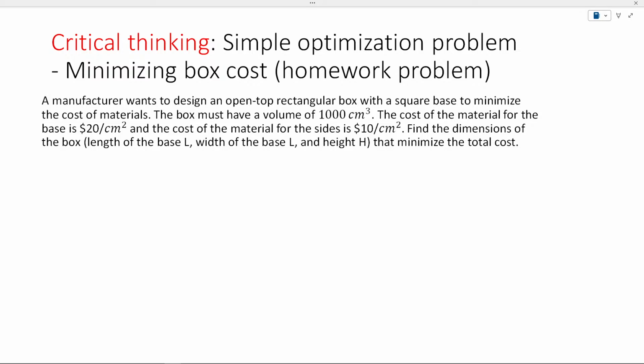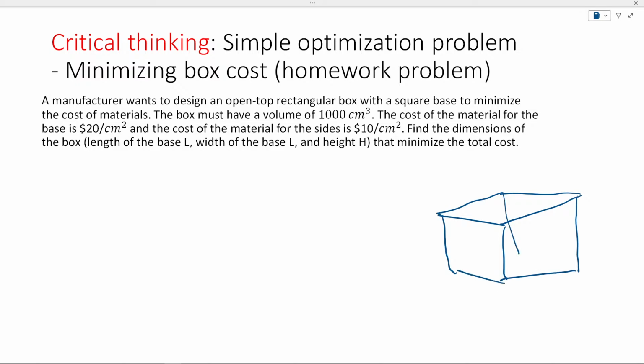So here, a manufacturer wants to design an open rectangular box with a square base to minimize cost of material. So, open rectangular box. Let's say I have a box here, and it's open from the top. Imagine this is a box, like a sadly looking box. The box must have a volume. So now the volume must be 1000 centimeter cube.